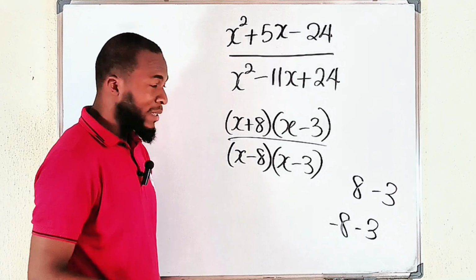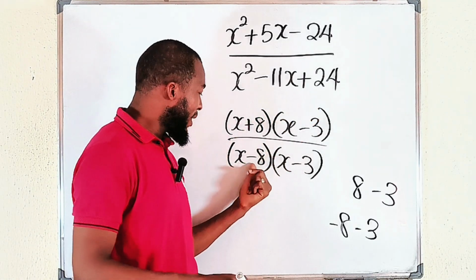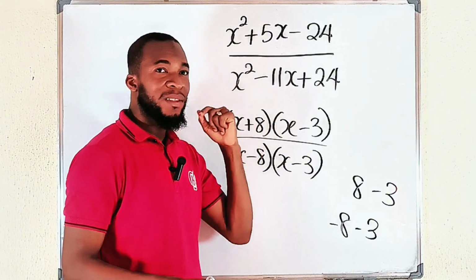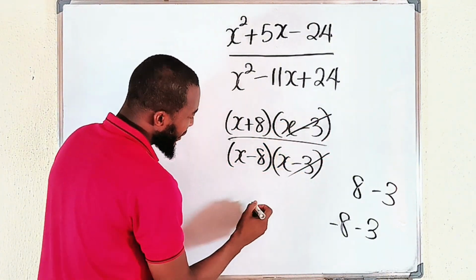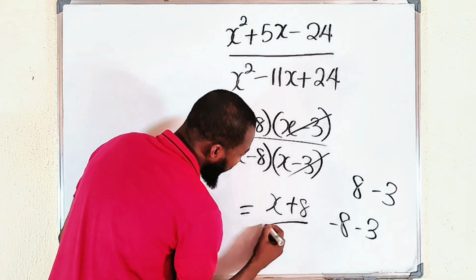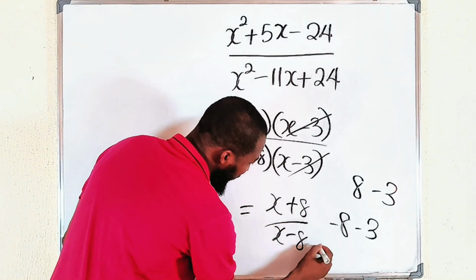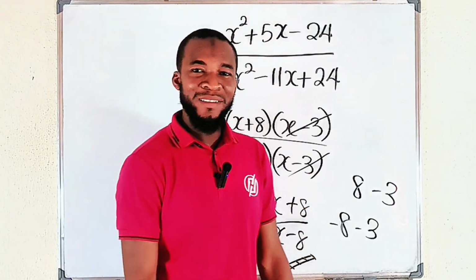You see that? -8 times -3 is positive 24. -3 plus -8 is -11. And you can confidently cancel this. What do we have left? Just x plus 8 divided by x minus 8 as our final answer. Yes, as simple as that.